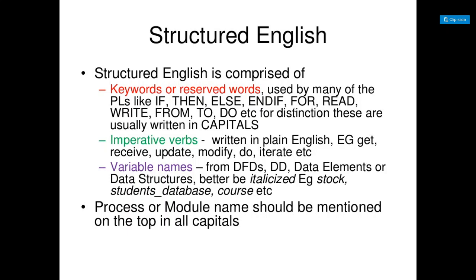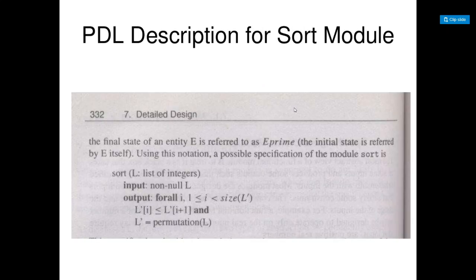So that is it. And the process or module name should be mentioned at the top in all capitals, so that you understand it is a process or a module name. So this is a description for a SORT module. Sort, you understand, sorting of the numbers. See, this is a sort, that is, a list of integers you need to sort. So input is a non-null L, that is a list of integers.